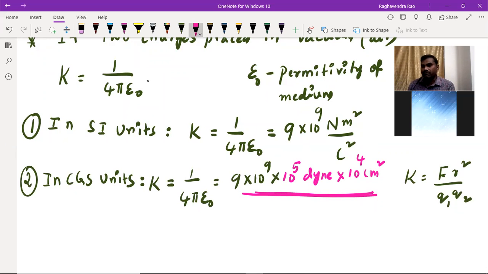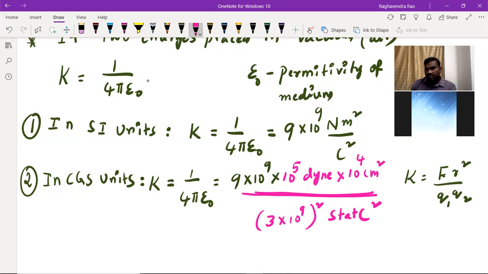Coulomb is the SI unit of charge. In this case, the charges are placed in a static, rest position, so we can take the electrostatic unit of electric charge, which is stat coulomb. So 1 coulomb is equal to 3 into 10 to the power of 9 stat coulombs. So now we can write 3 into 10 to the power of 9 whole square stat coulomb square, for 1 coulomb square.